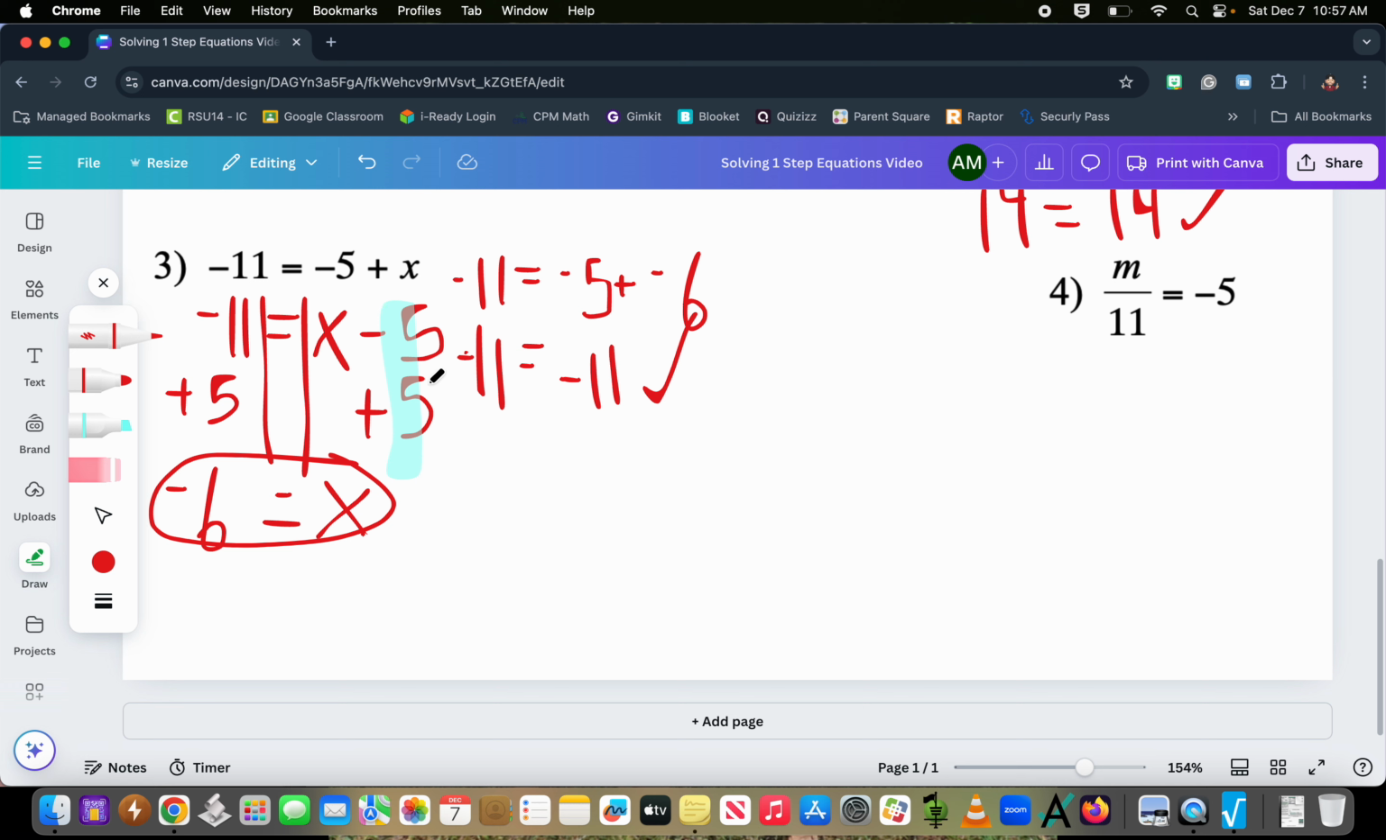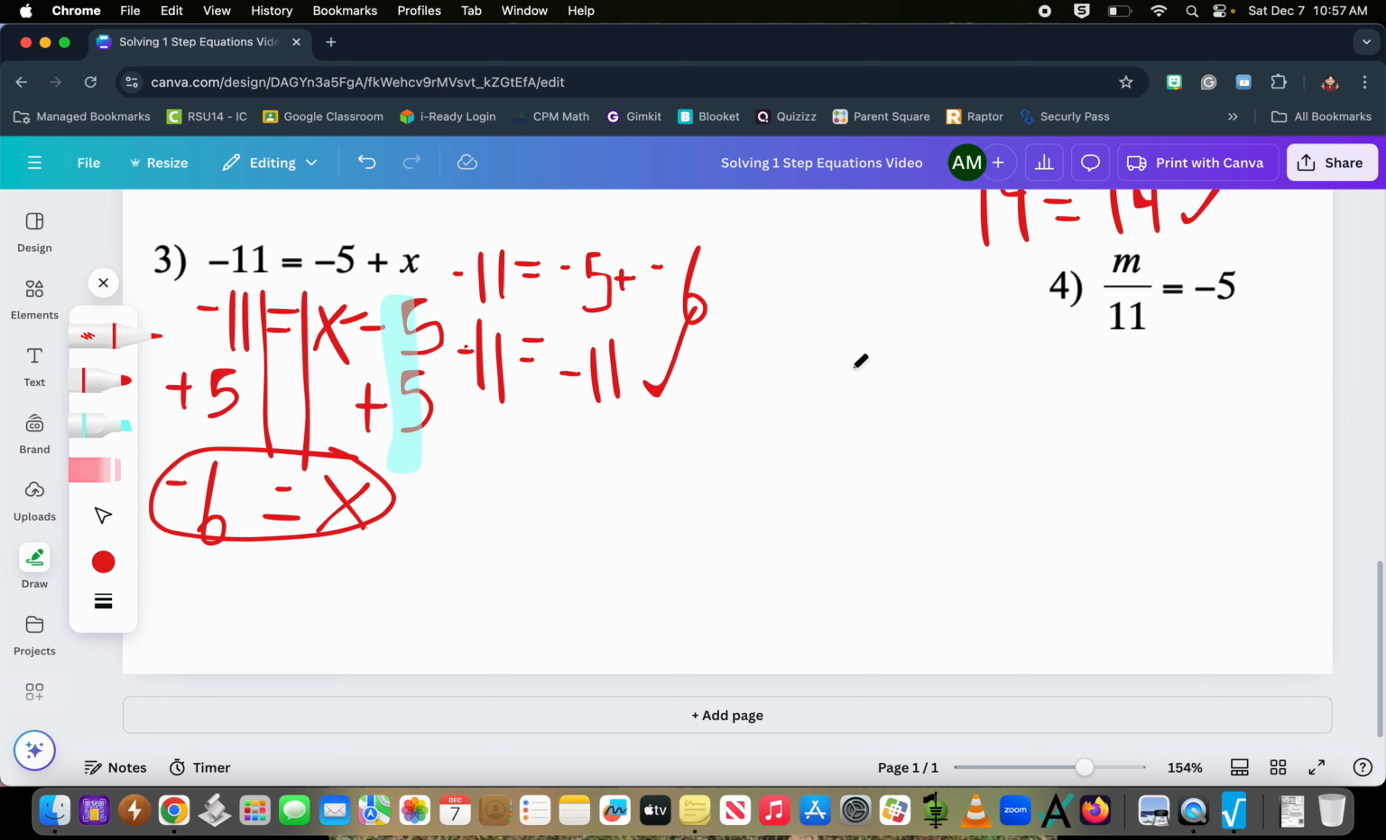This is a good one so you can see that you can rewrite it. You can flip-flop it to the other side, meaning we could have put this as negative 5 plus x equals negative 11. We could have written this as x minus 5 equals negative 11. So we can rewrite if we need to. All right, so we've seen an example of just about all of them.